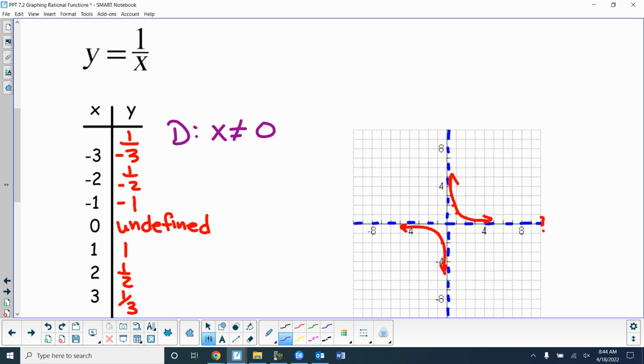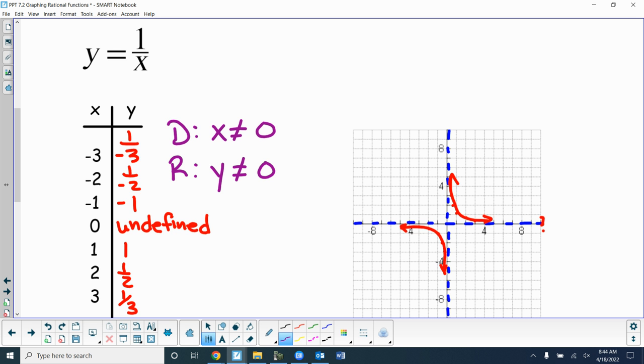0, right? And the range, which represents our y values, are all real numbers except 0. That's where our asymptotes are. Okay? So the domain is all the real numbers except our asymptote. And the range is all real numbers except our asymptote. Okay? But that's called a hyperbola. It's got 2 sections. Okay?